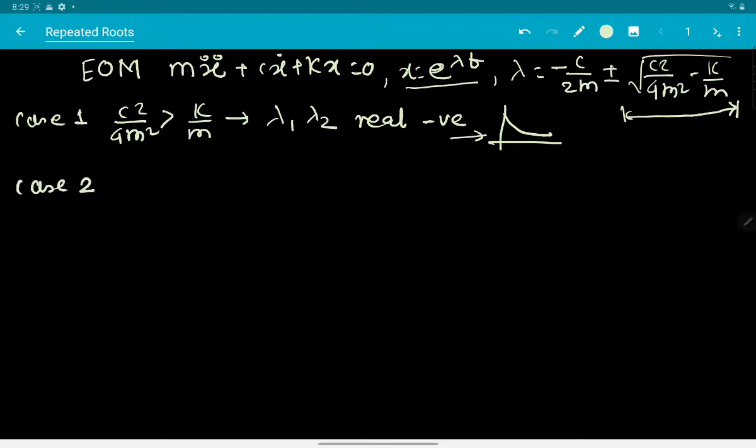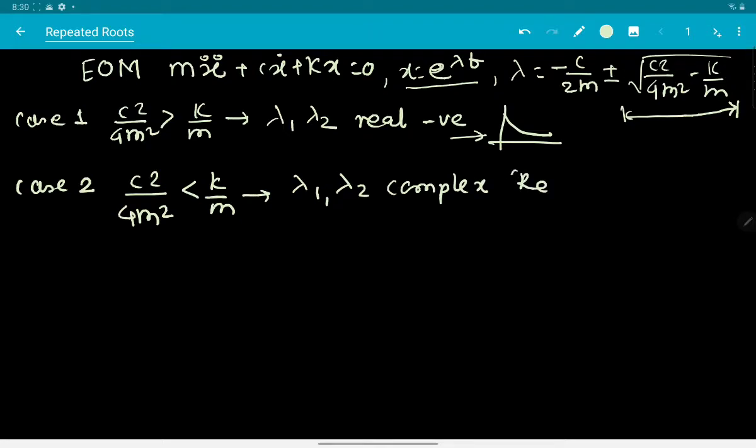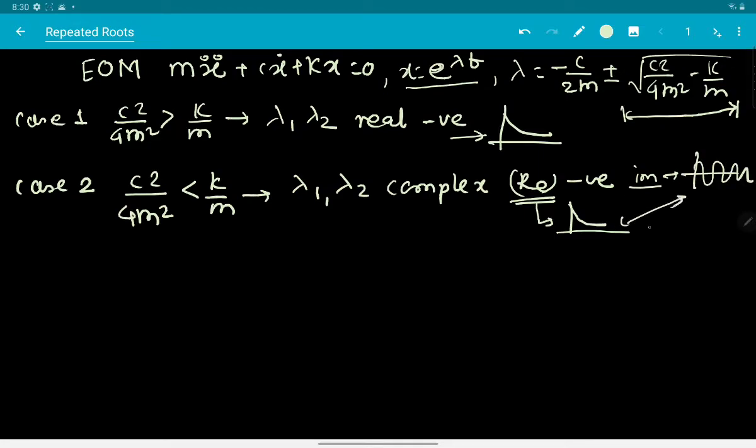Case 2 was the one in which c square by 4m square was smaller than k by m, and in that case we landed up on two values of lambda 1 and lambda 2, both of which were complex in nature, and the real part of those complex numbers had a negative sign. This real part was therefore responsible for the decaying solution, and the imaginary part was responsible for the oscillatory solution, and together, through their multiplication, we ended up having an oscillatory but decaying solution as this case 2.